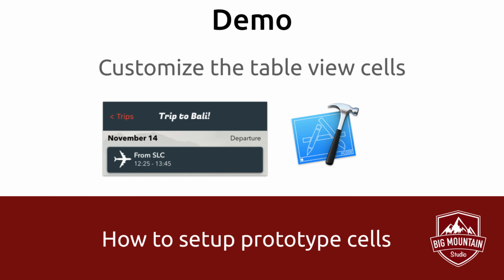So let's build it. We're going to get right into building this because we've already covered customizing cell styles before. So there's not a lot of setup that we have to do to get you started on this. So we're just going to jump right into Xcode and get building.